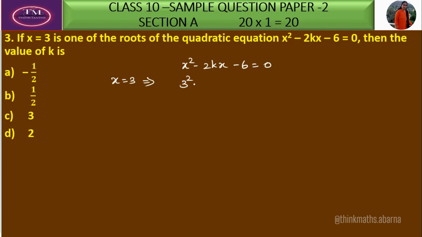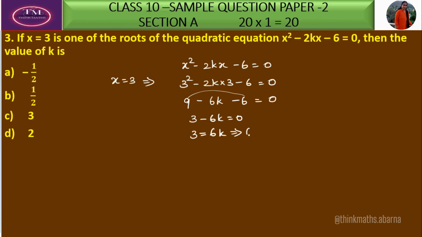So 3 square minus 2k into 3 minus 6 equal to 0. What is 3 square? It is 9. 2 into 3, it is 6. So minus 6k minus 6 equal to 0. What is 9 minus 6? 9 minus 6 is 3. 3 minus 6k equal to 0. Then 3 will be equal to minus 6k will become plus 6k. So this can also be written as 6k equal to 3. I have just changed the side.